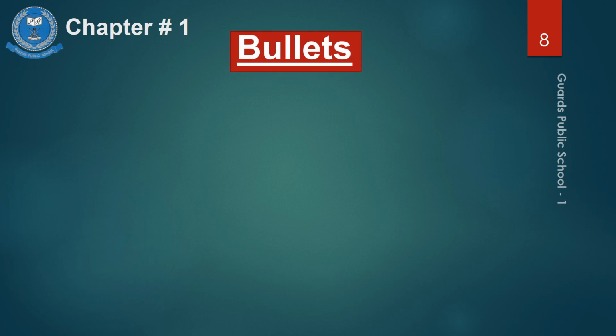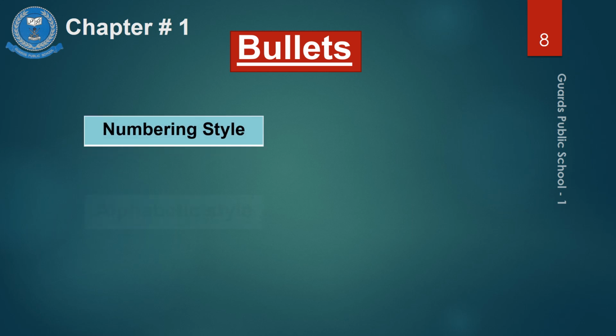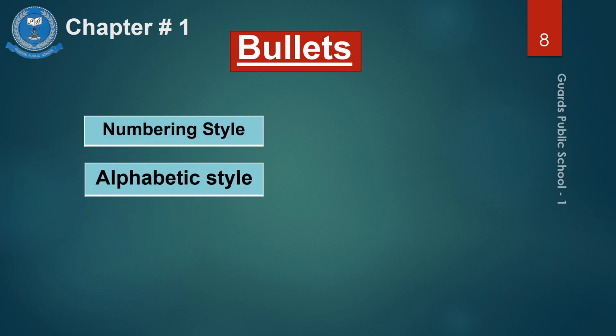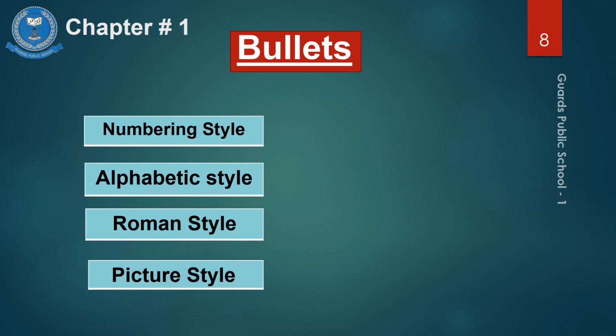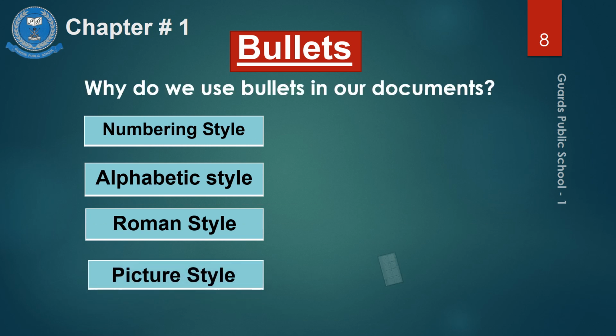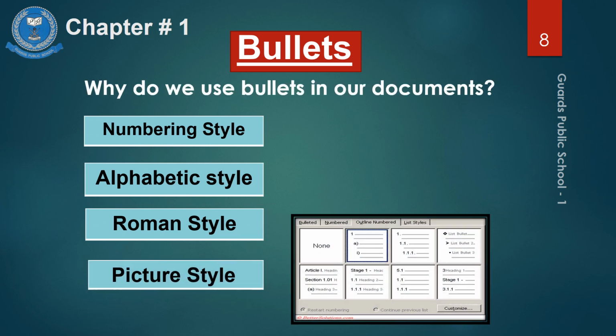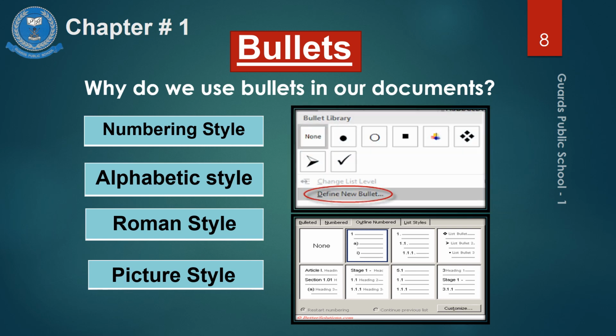The second feature of word processor is bullet. Numbering style bullets, alphabetic style bullets, Roman style bullets, and picture style bullets. Why do we use bullets in our document? When we introduce items in a list or some important information within a document, the reader can identify the key points and facts easily. It always shows individual lines. You can see in this picture we have different style bullets over here.